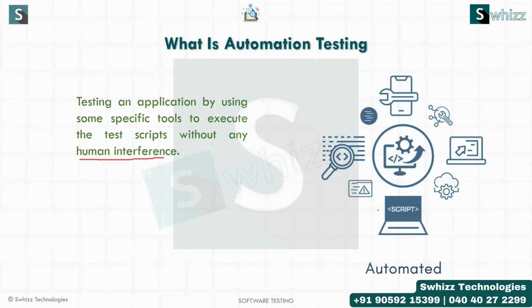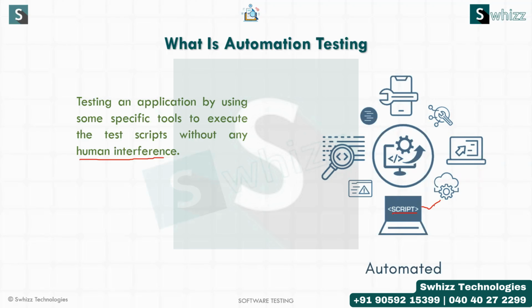But how is the tool executing? As an automation test engineer, you have to write the test cases using some programming languages like Go, Java, or Python, or anything. That test script will be automated by some tools. So this is the simple overview of automation testing.